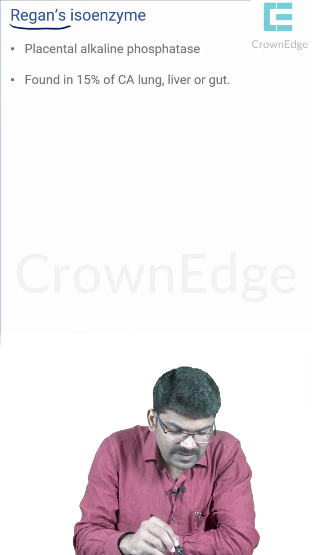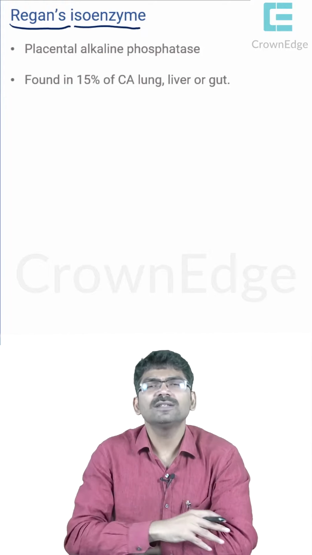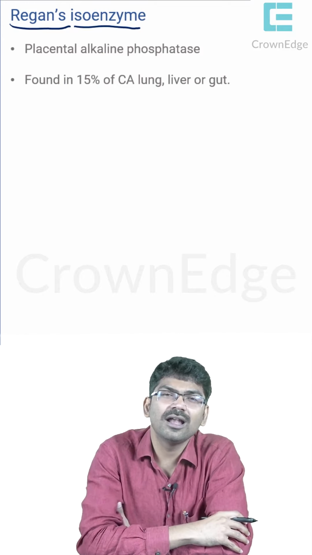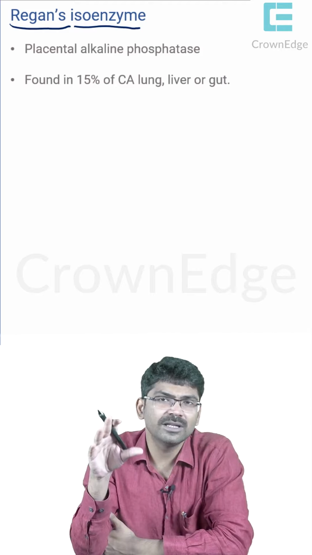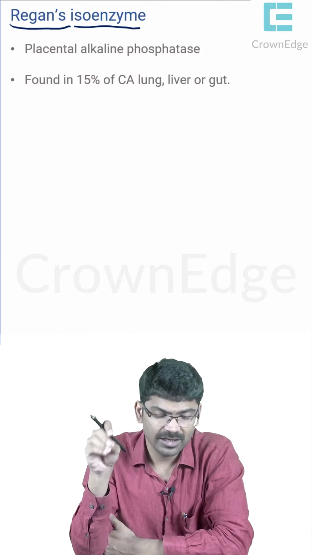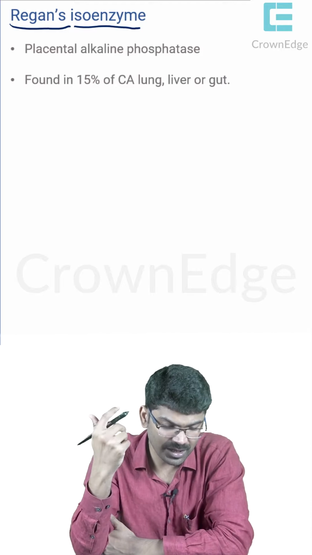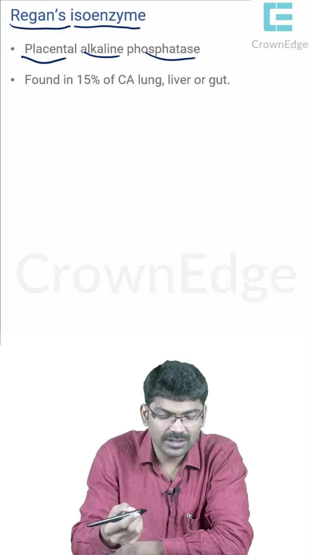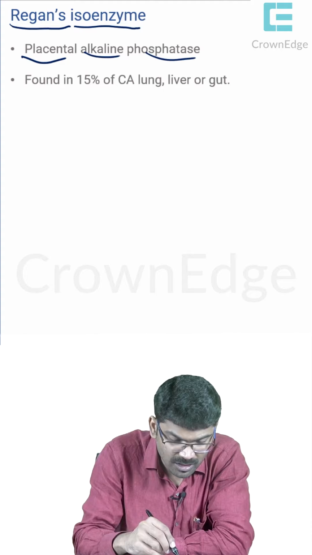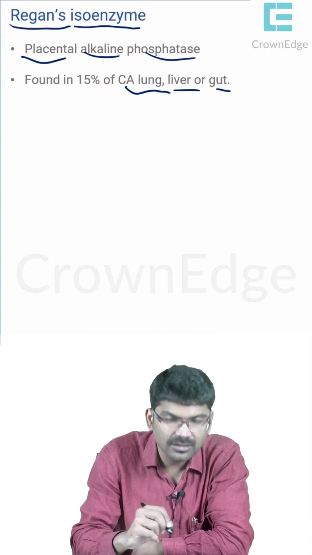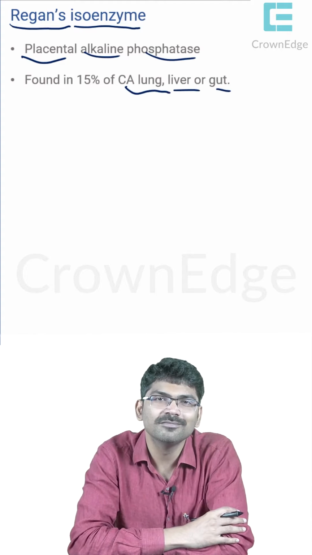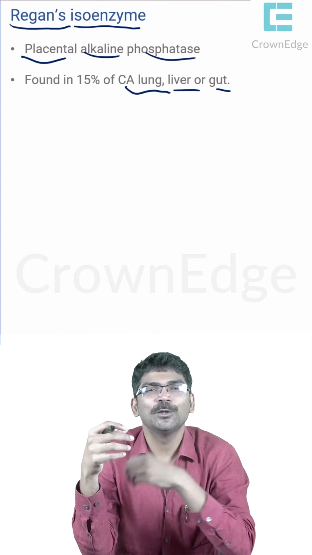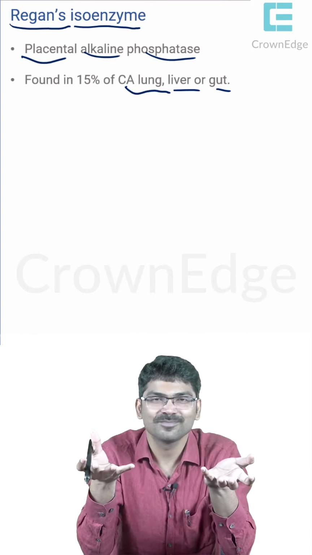There is Regan's isoenzyme. So what is this Regan's isoenzyme? This is a placental alkaline phosphatase. I told you alkaline phosphatase is there in bone, liver, kidney, intestine, placenta, right? So this placental alkaline phosphatase isoenzyme is expressed in carcinoma of lung, liver and gut. How come you are getting the placental form in these carcinomas?